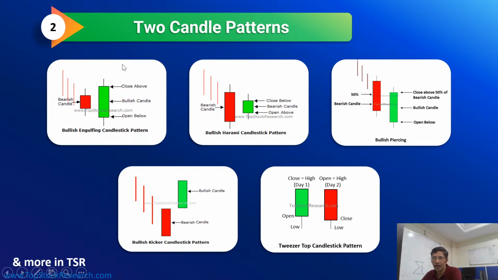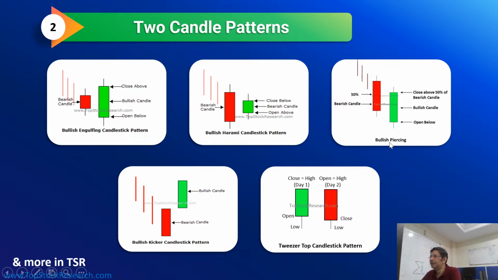Revising a bit of it. The first pattern has a bigger candle compared to the previous candle. It completely engulfs it. If it is green, it is bullish. If it is red, it's bearish. The second one is two candles of opposite color, where the second candle is within the previous candle. Depending on the color, it can be either bullish or bearish.